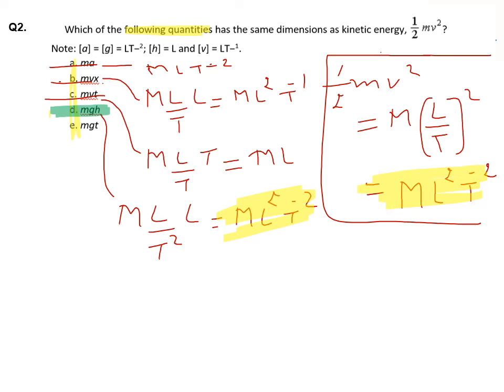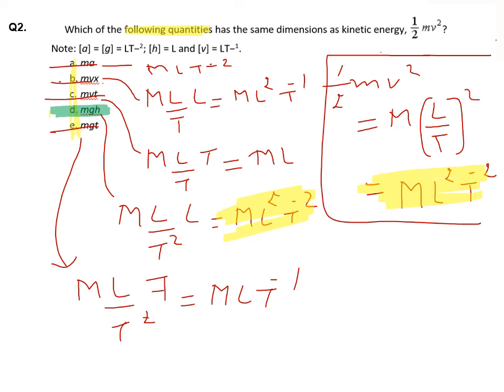Now let us check this E part also. So E is your mgt. So you have m, g is again your acceleration, and you have t. So when you cancel it with this, you have for this MLT⁻¹. So this is again not your answer. So your answer, which has the same dimension as kinetic energy, is just this D part, mgh.